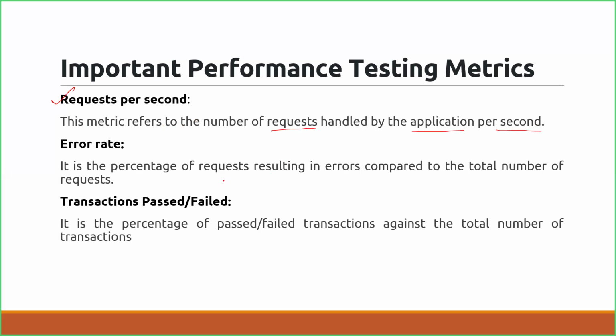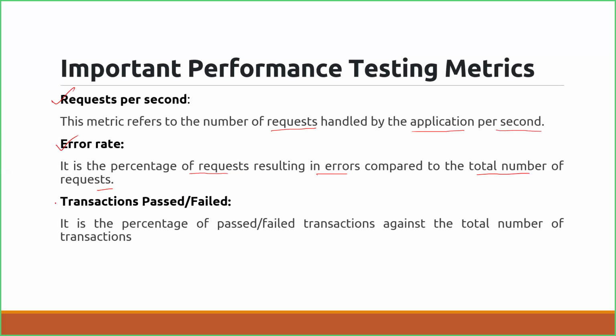And error rate, we already know. The percentage of requests resulting in errors, or percentage of errors, we call it the error rate. So compared to the total number of requests, let us say the total number of requests is 100, and some 30 requests are failing. We calculate the percentage of failing requests to the total number of requests. That will give us the error rate here.